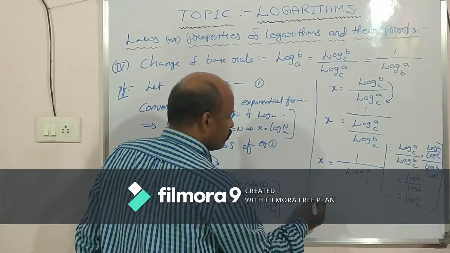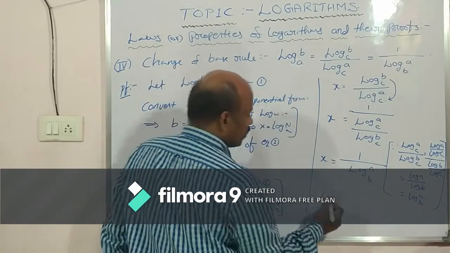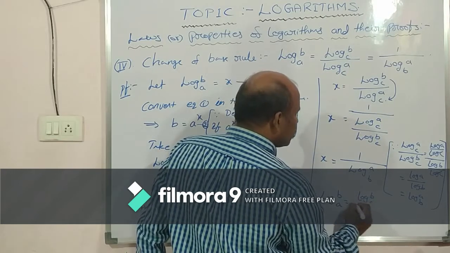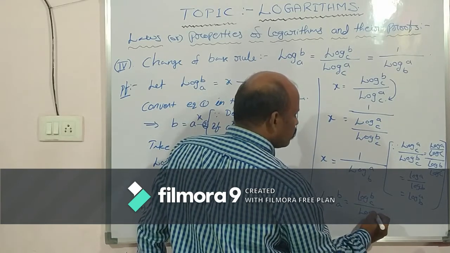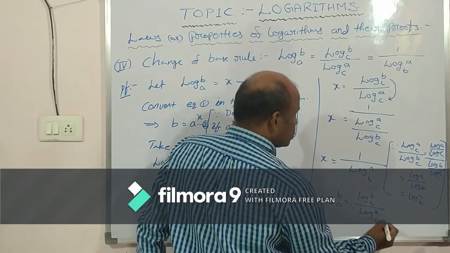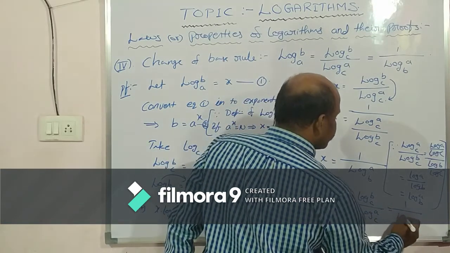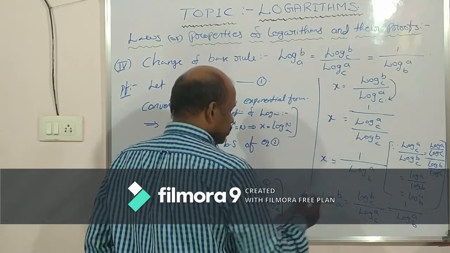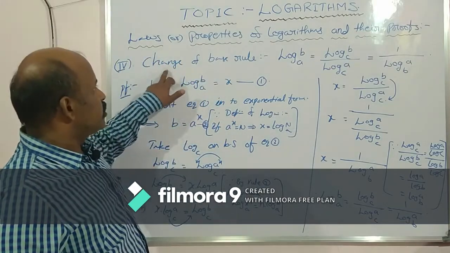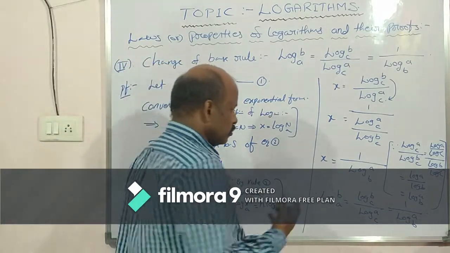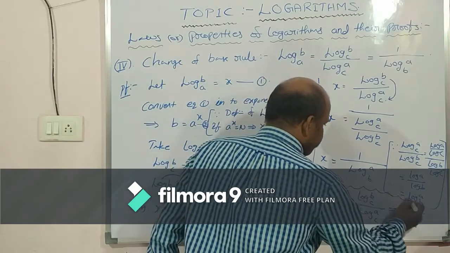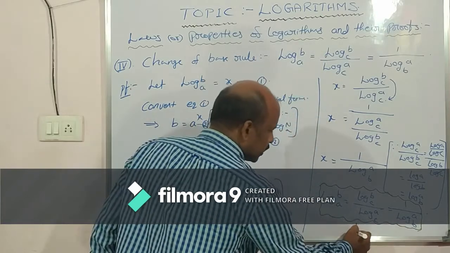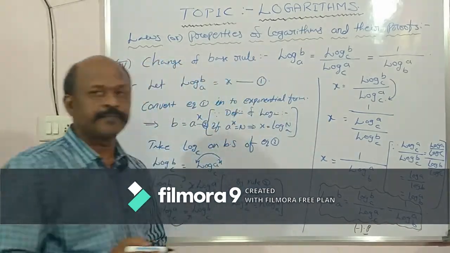So therefore log b base a is equal to log b base c by log a base c is equal to 1 by log a base b. So this is the change of base rule. So hence proved. Thank you.